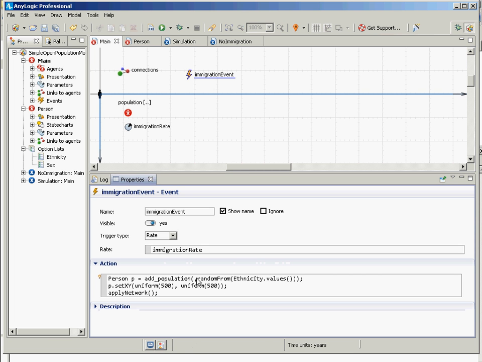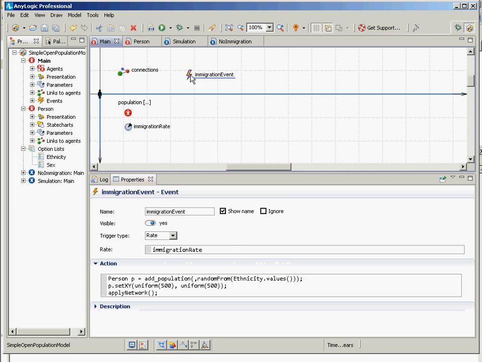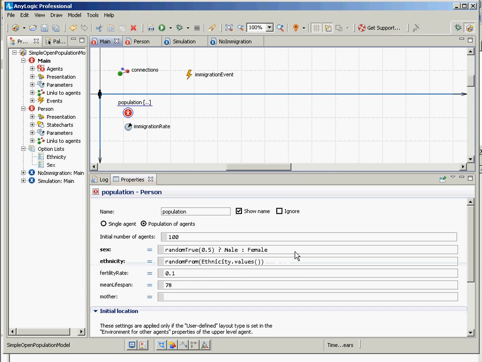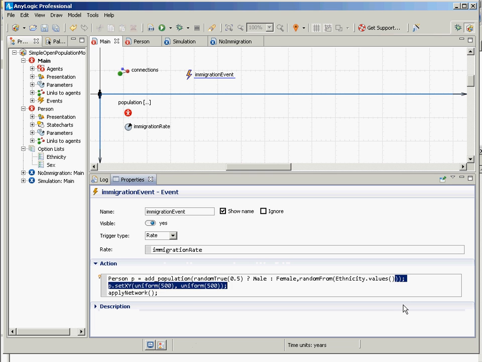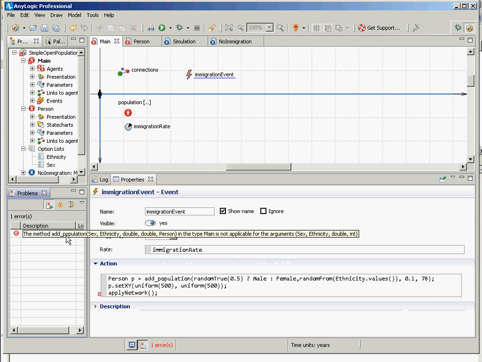So here's their ethnicity. Their sex is given here by the same basic rules that people came into the initial population, and then we could assign them some standard fertility rate and a standard mortality rate. So the fertility rate I think we did was 0.1, and the average lifespan was 78. And then we have to tell them who their mother is. We don't know any mother for them, so we'll say no.